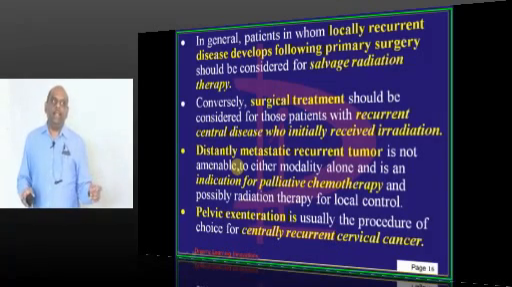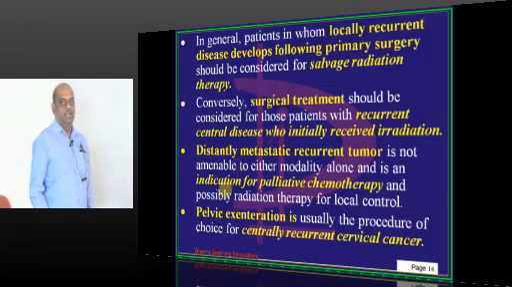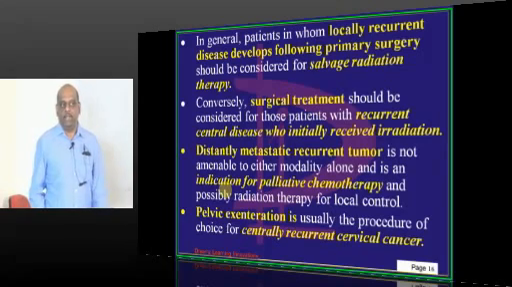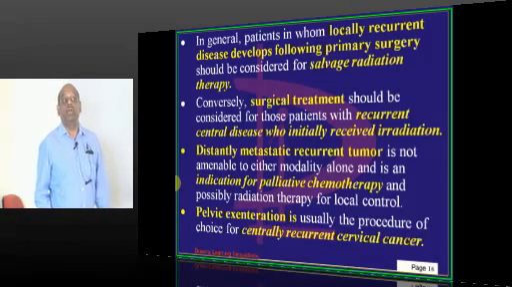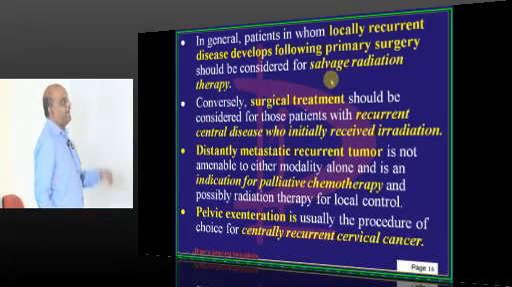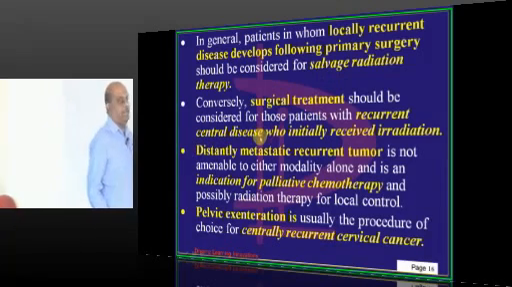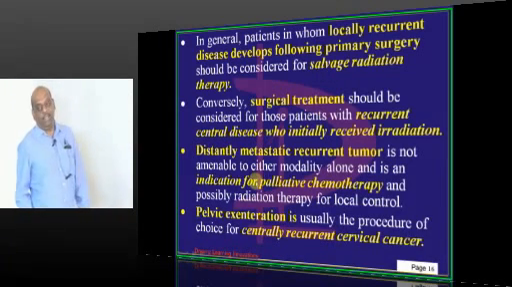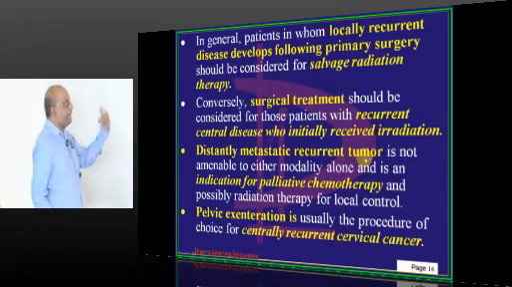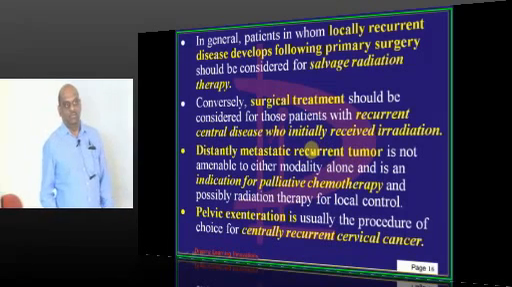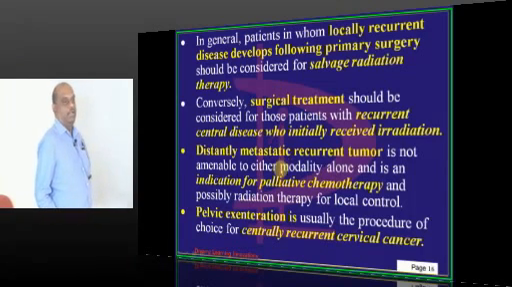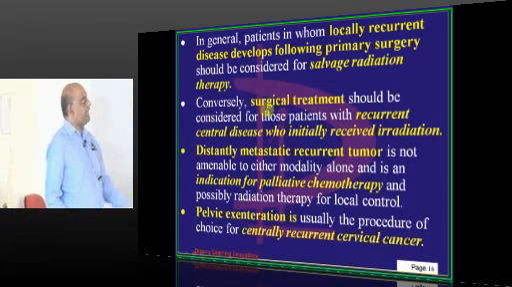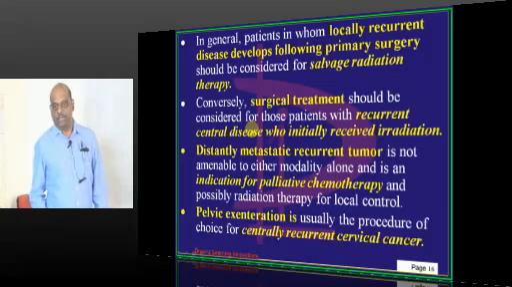Suppose it is a locally recurrent disease and the earlier treatment the patient received was surgery, let us say. Primarily you have done a surgery and there is a local recurrence. Then what do you need to do? You need to treat them with salvage radiation therapy. Similarly, if the primary treatment happened to be irradiation, initially you have irradiated the patient and there is a recurrence, then you need to consider surgical treatment.